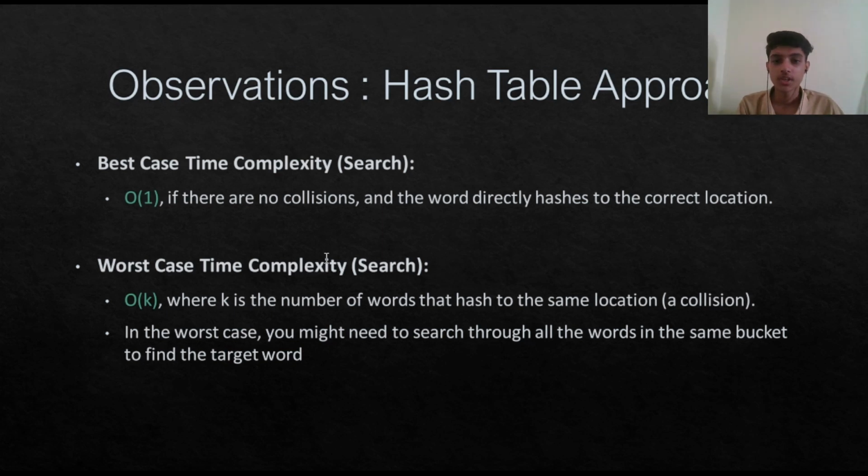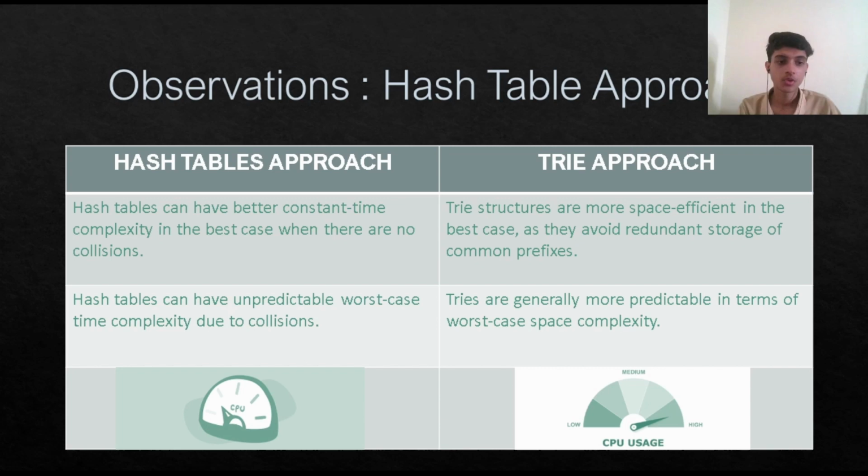And talking about the worst case time complexity of the hash table, we will need to traverse k times in order to find the word if there are multiple collisions. We will need to search through all the words in the same bucket, and we'll need to find the target word in the worst case. Now, moving on towards the differences between these two approaches, the hash table has better time complexity in the best case scenario where there are no multiple collisions. If there are no collisions, then as we saw earlier, we can find the word in one go, in constant time complexity, by mapping directly to the unique location.